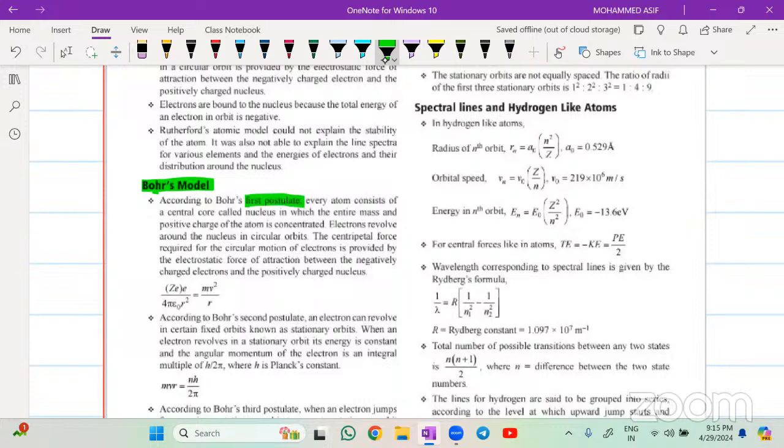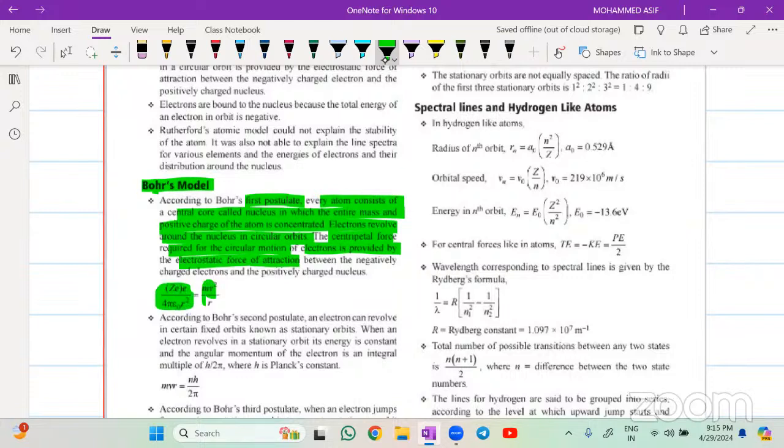बेटा फर्स्ट पोस्टुलेट क्या बोल रहा है? Every atom consists of a central core called the nucleus in which the entire mass and positive charge of the atom is concentrated. An electron revolves around the nucleus in a circular orbit, so the centripetal force required by the circular motion of the electron is provided by the electrostatic force of attraction. So electrostatic force will be equal to centripetal force.